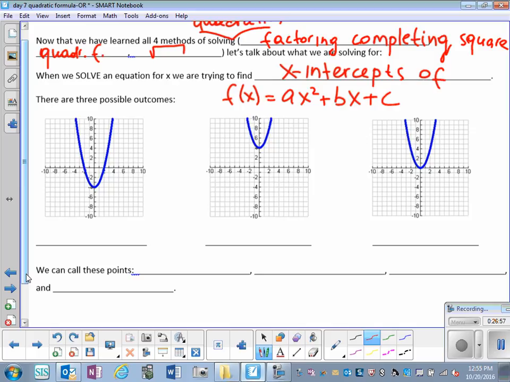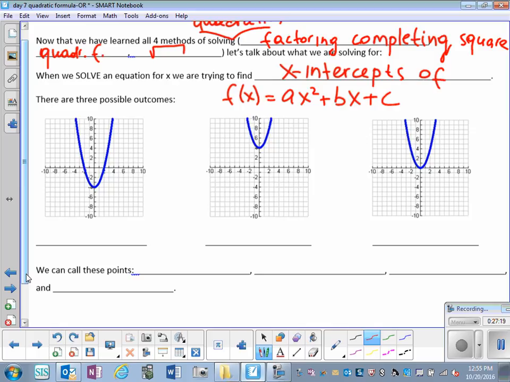Right? So three possible outcomes. The graph of this function, quadratic function, is the parabola. You've seen this before, right? In algebra 1. Right? Parabolas. We had them for years. Okay, but you know the form, right? The shape. Parabola. Okay. So there are three possible outcomes.